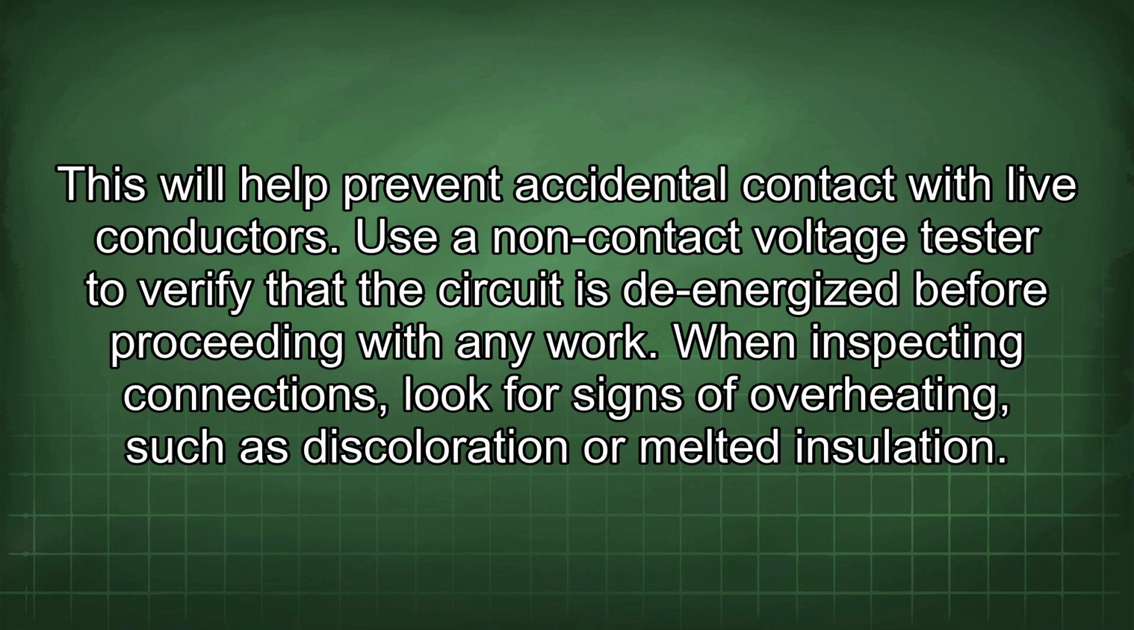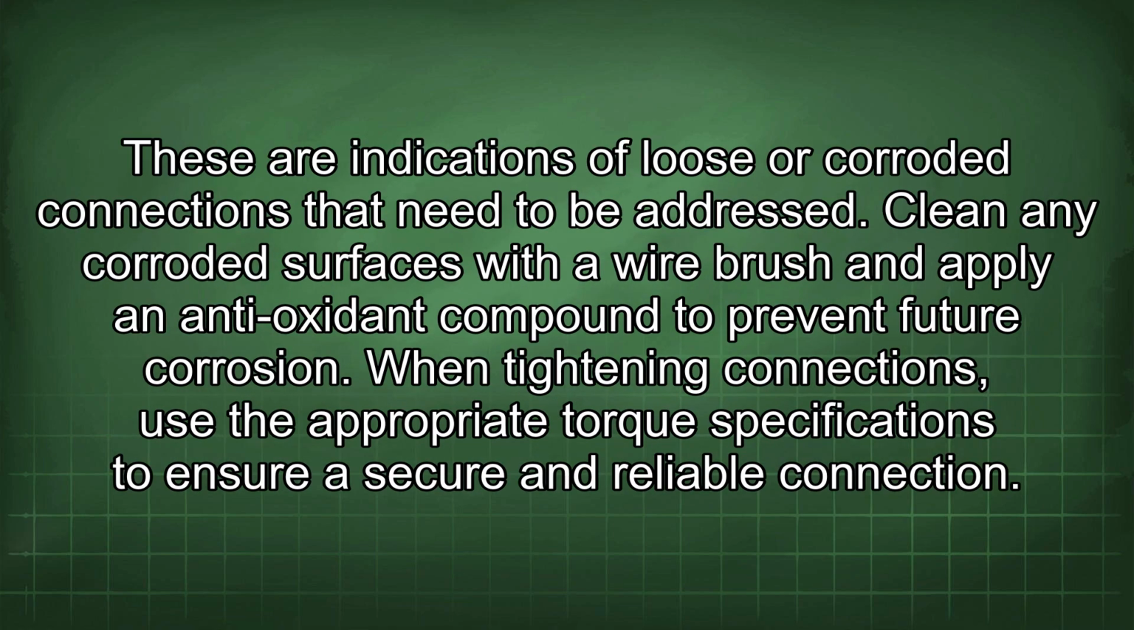When inspecting connections, look for signs of overheating such as discoloration or melted insulation. These are indications of loose or corroded connections that need to be addressed. Clean any corroded surfaces with a wire brush and apply an antioxidant compound to prevent future corrosion.